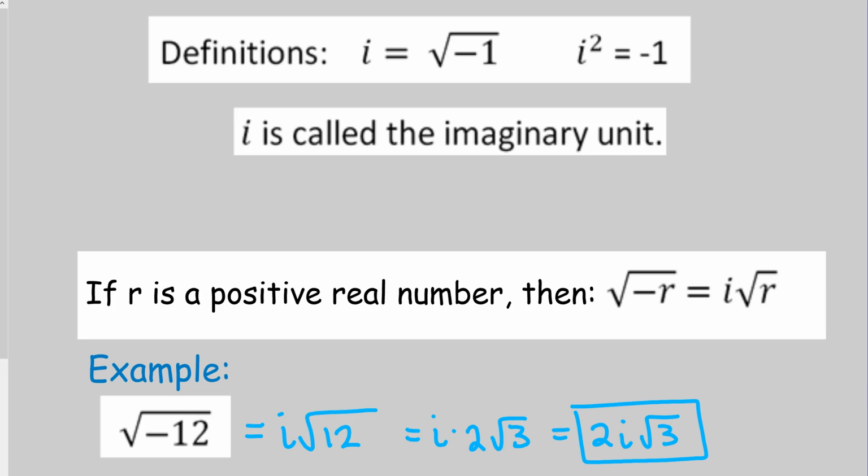So in a way, when you have i involved in an expression, it kind of gets treated as if it was a variable. So if you had 2x, you would write 2x, you wouldn't write x2. So it's kind of like that. We write 2i, we don't write i2.